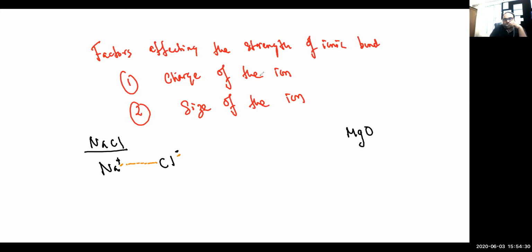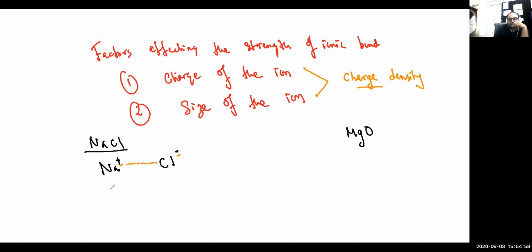So আমরা charge of the ion and size of the ion together we call them charge density. What is density? Mass per volume. Mass by volume. Charge density is charge by volume.